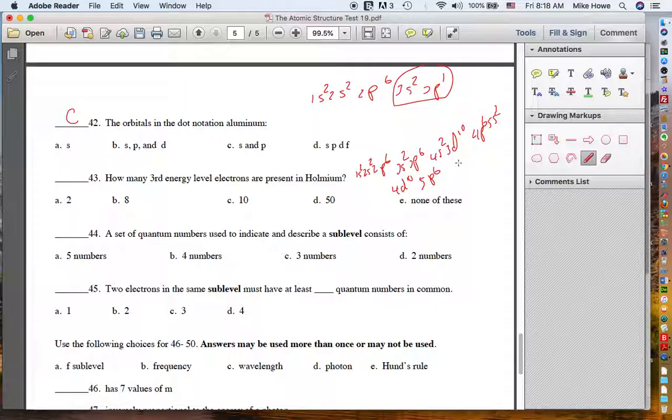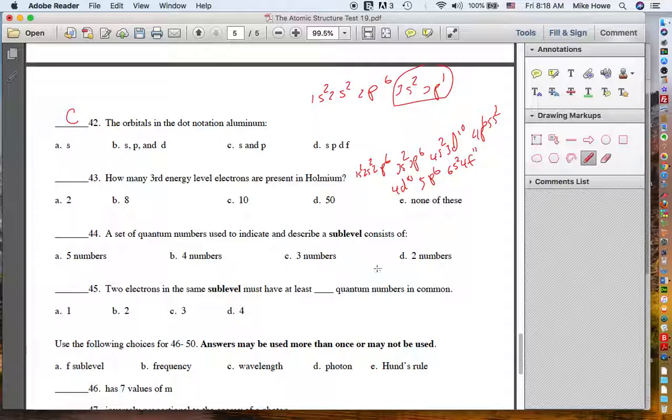How many did I say it has? It has 67. Okay, at the end of 5p6, I'm up to 54. So after 5p comes 6s2, and then it'd be 4f. So how many do I have here? I was 54, there's 56, and I'm going to 67, so I need 11 more.